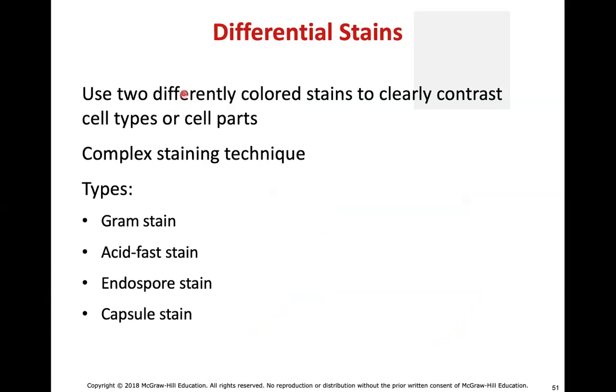In order to obtain more information, you would do differential stains. And this would be a gram stain, acid-fast, spore stain, or capsule stain. These are different examples. And again, you're going to look at some of these as well through the online labs that we have set up for you.